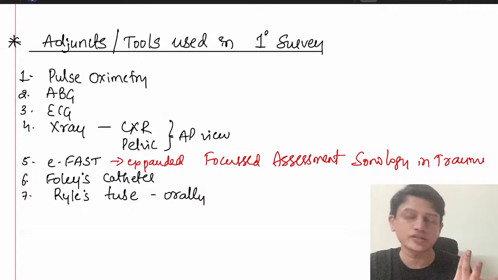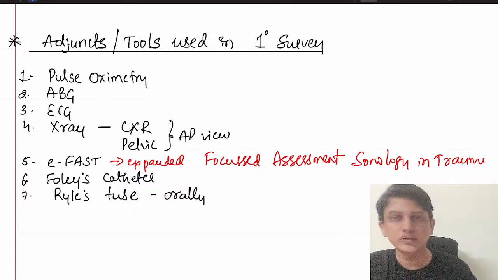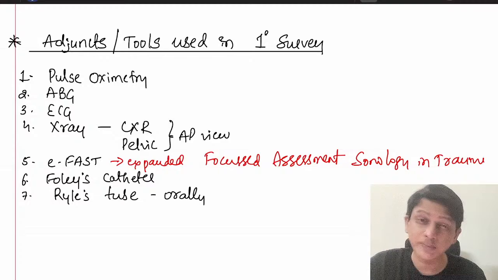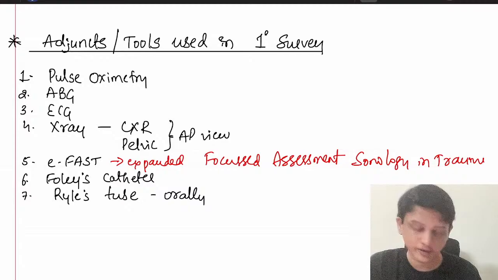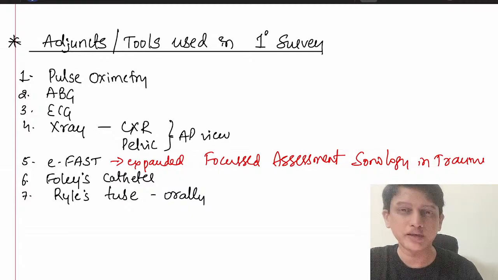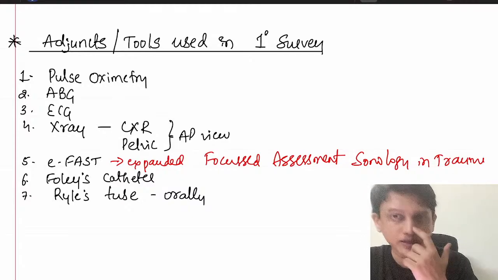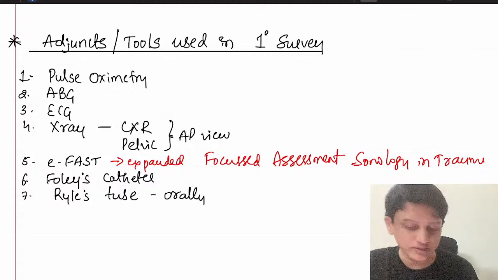When the patient is unconscious, you have to feed him something, so you use Ryle's tube. It is also helpful for decompression of the bubbles, as well as for feeding. If there is any collection or bleeding in the abdomen, you will come to know by inserting the Ryle's tube into the stomach. Okay, so these are the adjuncts used.